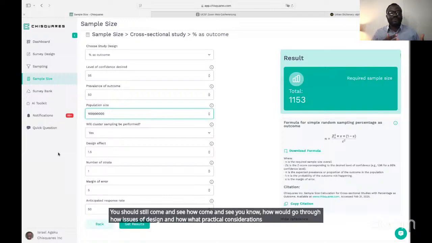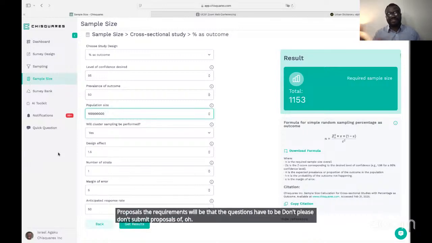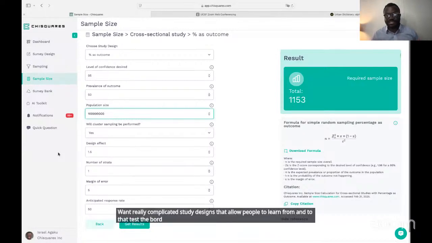When we create the flyer, we're going to post it and ask for a call for proposals. The requirement will be that the questions have to be complex. Don't submit proposals like, oh, I want to do a survey in the village to look at prevalence. That is not interesting in any way, shape, or form, right? We want really complicated study designs that allow people to learn and that test the borders of epidemiology. That's what we want.